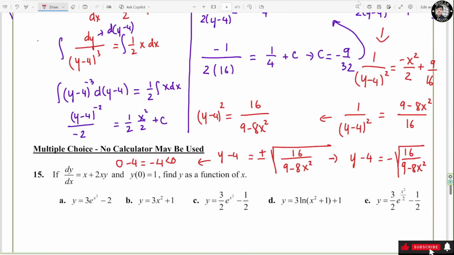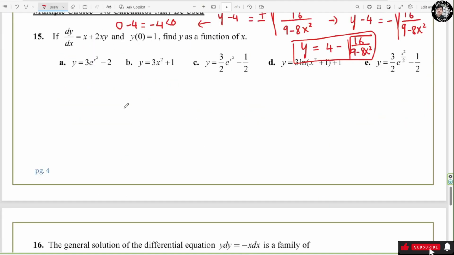Now I'm going to add 4 to both sides. So the final solution is y equals 4 minus the square root of 16 over (9 minus 8x squared). This one is the final solution. Now let's move on to question 15.